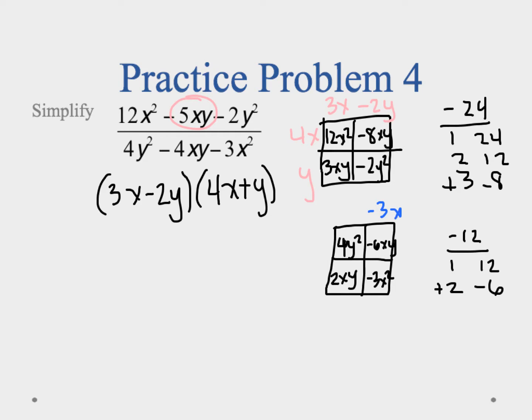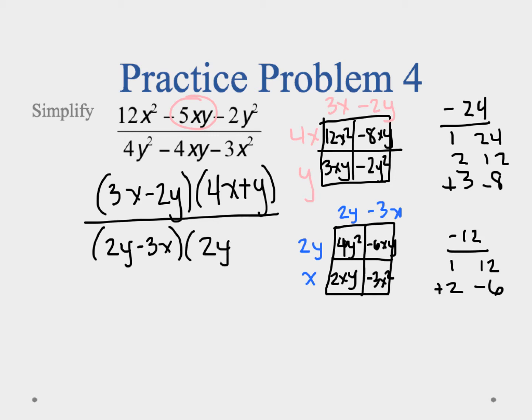Now I'm going to factor negative 3x. I get 2y, 2y, and x here. Let me just check. 2y times 2y is 4y squared. Negative 3x times 2y is negative 6xy. All right, that looks good. So put it underneath: 2y minus 3x times 2y plus x.